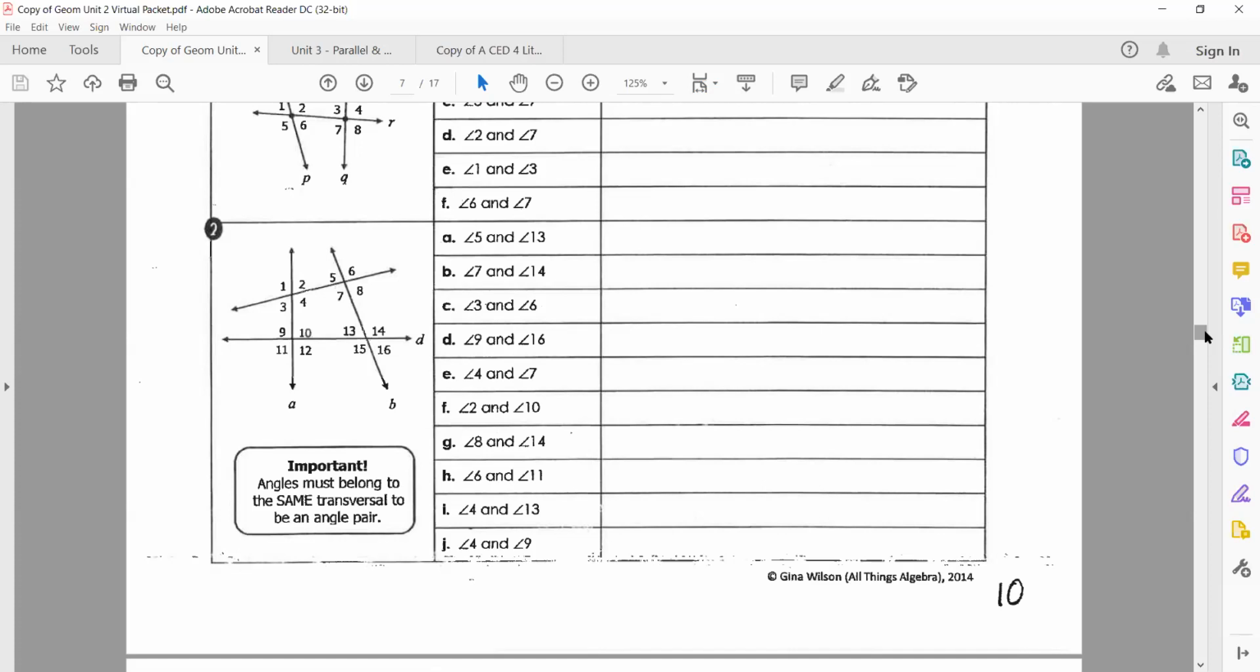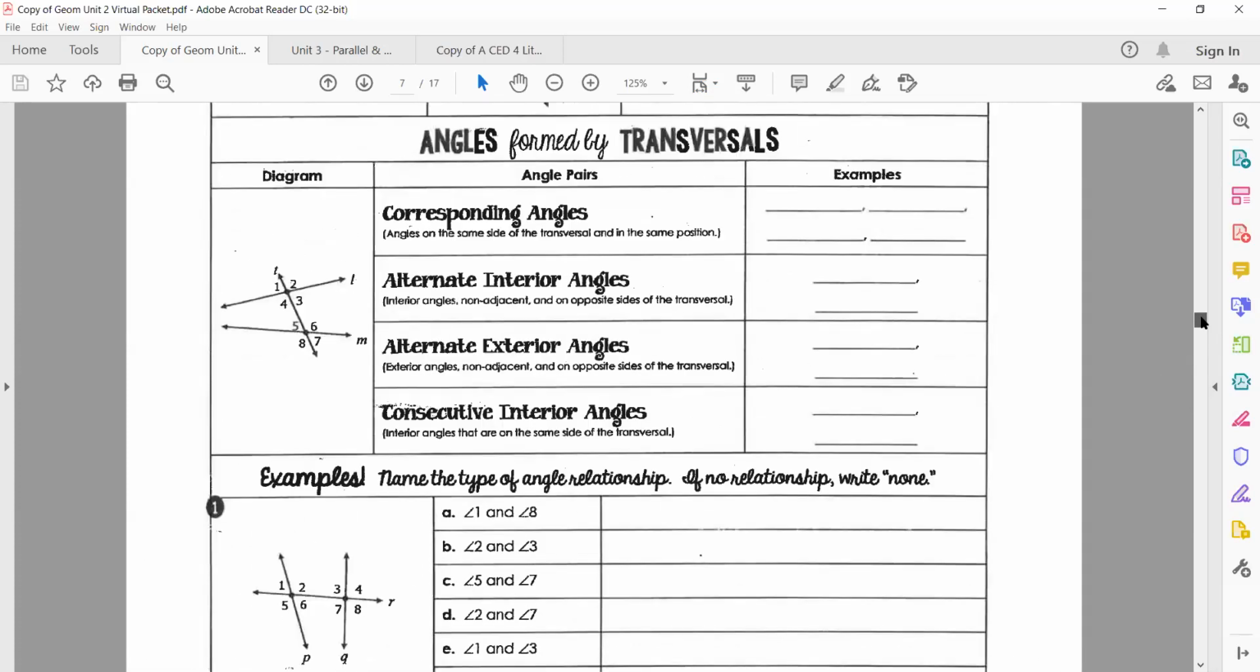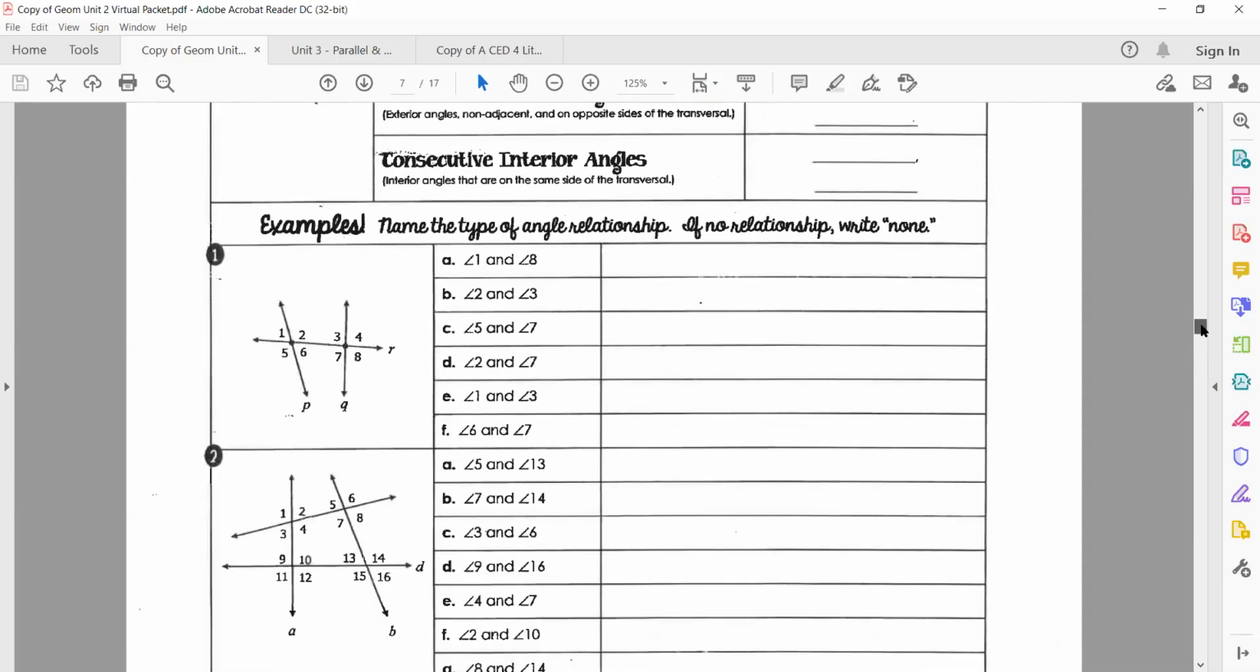And that's why I scanned down through this list to look for one of those examples, because all of these definitions here involve situations along the same transversal. You can't cross over to a different transversal. The relationships are not the same.